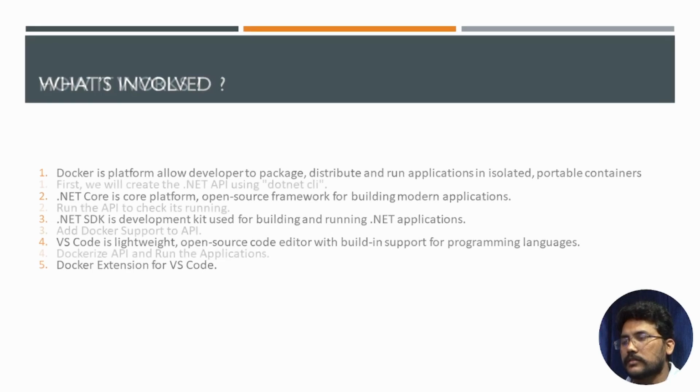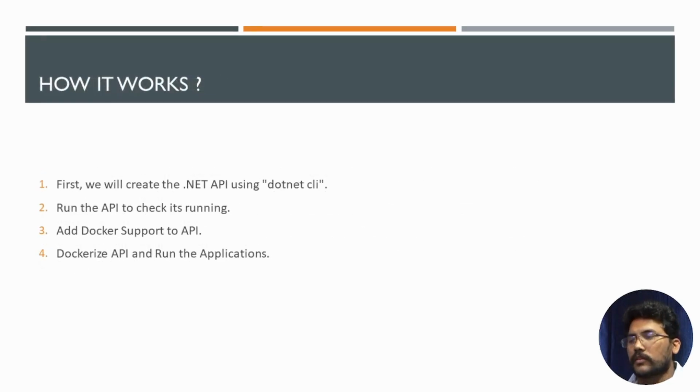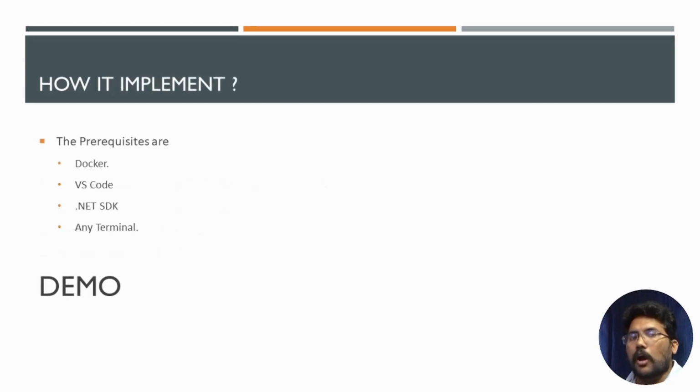The next thing is how it works. First, we will be creating a .NET API using the .NET CLI. Then we will run our application to check whether it is actually running. Then we will add Docker support for our .NET API. Then we will Dockerize the app and run the application in Docker. At last, that is how we implement it.